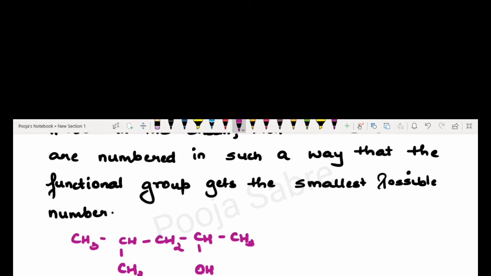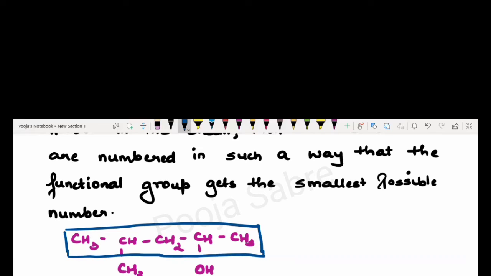Okay, now let us try to apply the first three rules. The first three rules say that first we need to select the longest chain. If I look at the longest chain, definitely my longest chain will be this one, since it contains 5 carbons. The second rule says that the substituent should be given the position, and the third rule says that the substituent, or the functional group, should be given the lowest numbering. So let us try to write down the position in both ways.